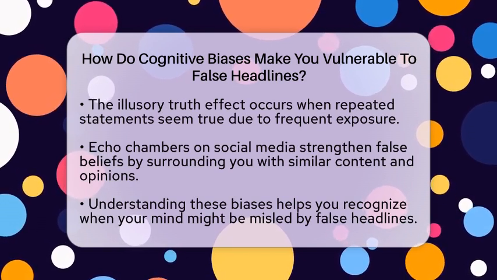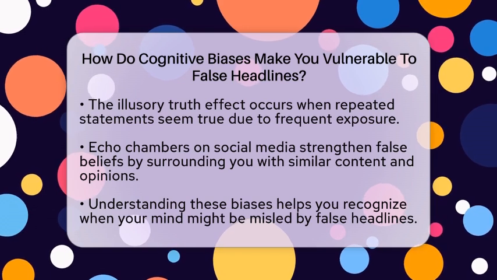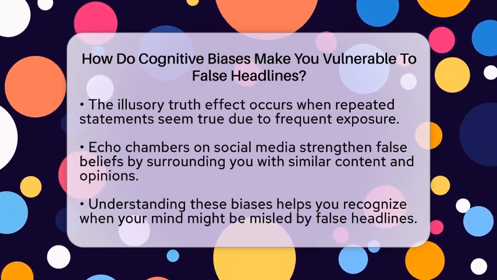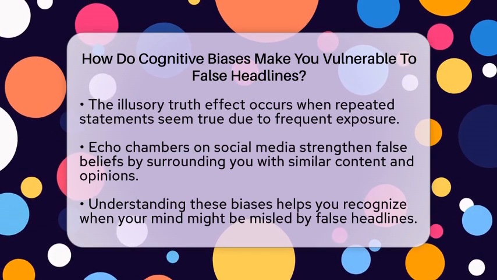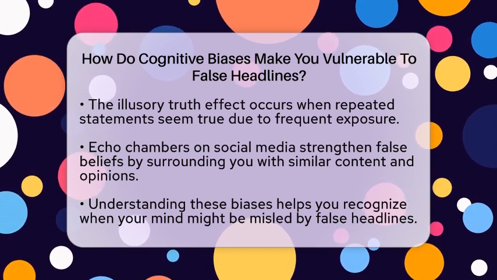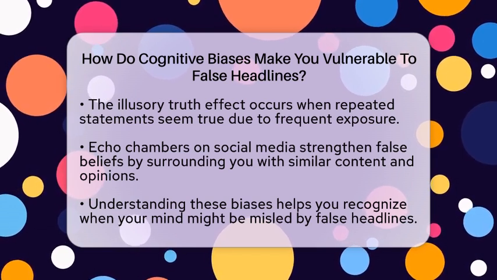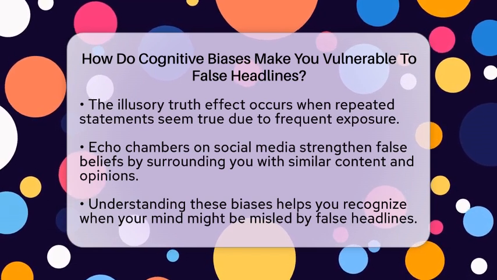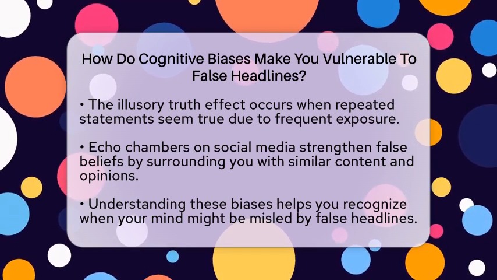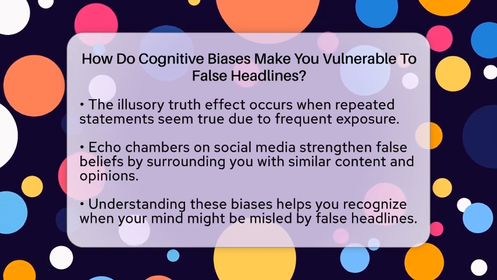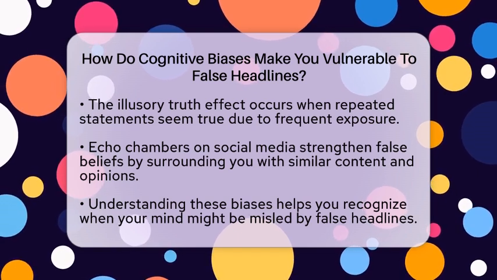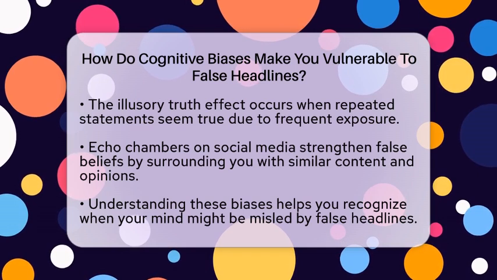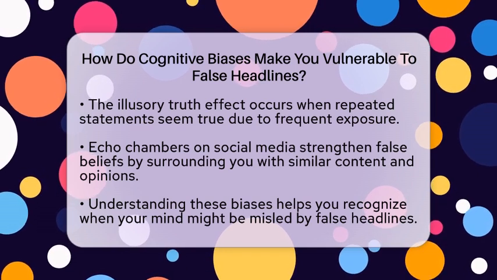Other biases like the illusion of validity and the illusory truth effect also play a part. The illusion of validity makes you overconfident in your judgments, so you might think you can spot false headlines easily. The illusory truth effect is when repeated statements seem true because they've been seen or heard many times. All these biases work together to make you more likely to accept false headlines.